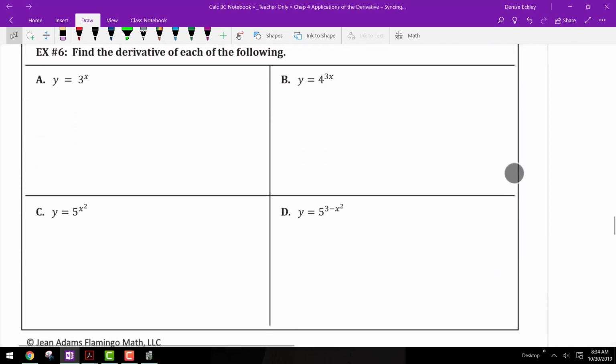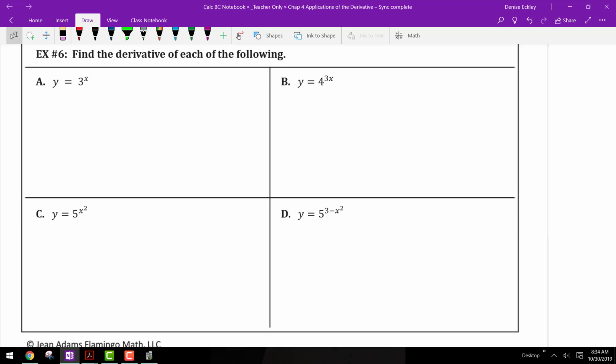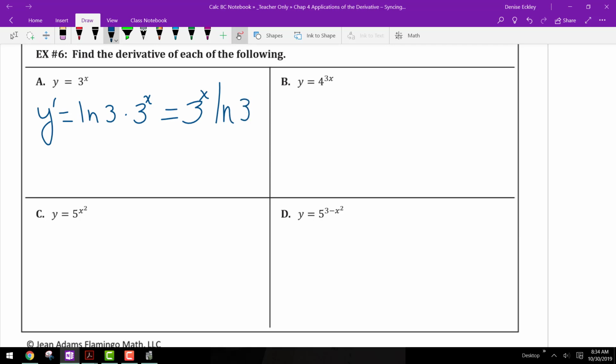So let's do a few of these, and then we'll finish up in our last video. Okay, so let's do some examples here, and then that will be the end, just to practice these new derivatives. Okay, so the first one is y equals 3 to the x, which is our very first rule. So y prime is going to equal ln of 3, the base, times 3 to the x. And normally we write the 3 to the x in the front so that it's clear that it's not part of the ln. Or you can put the ln 3 in parentheses.